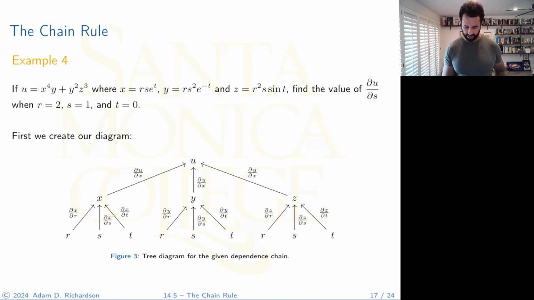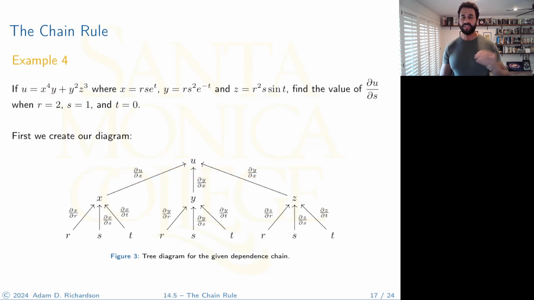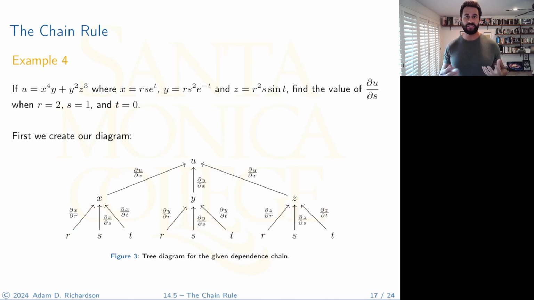Again, u is a function of three variables, right? X, Y, Z. But each one of those intermediate variables is a function of three other variables, R, S, and T. So R, S, T, R, S, T, R, S, T. That's why the diagram is handy. So writing down the diagram for the dependence relationship, that's the way to go.